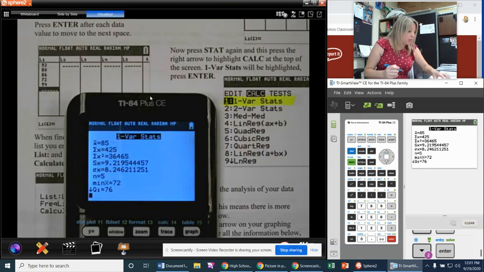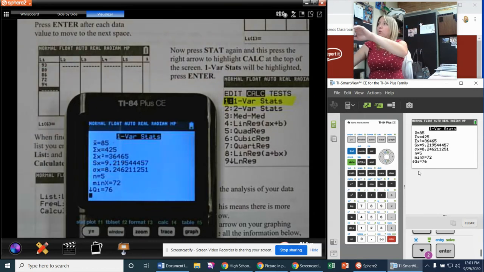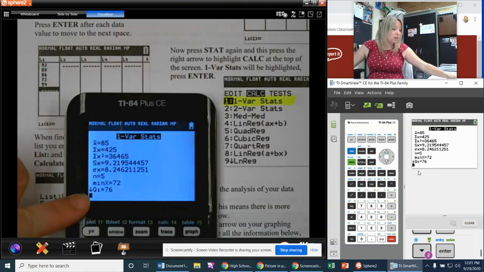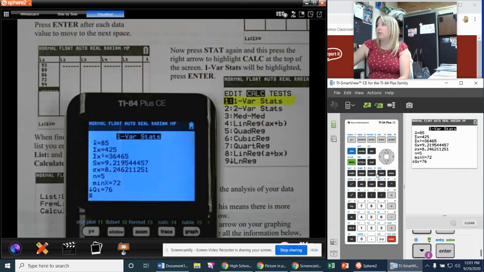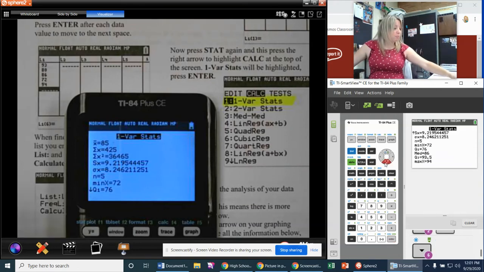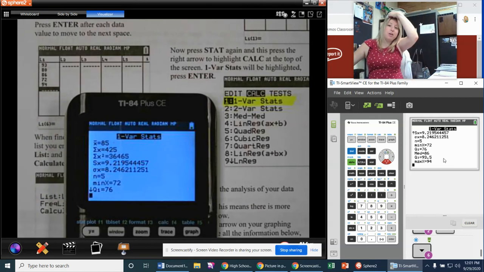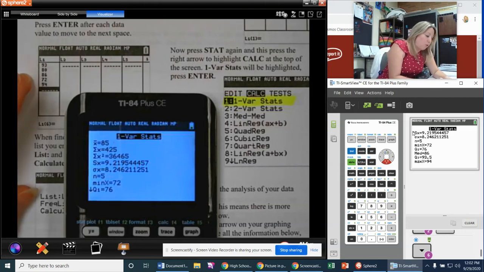Cool. Okay. Now I want you to notice something, and I'm going to keep one graphing calculator on this list and the other graphing calculator on the other list. But I want you to see that there is an arrow right here that indicates there's more data down here. So if you press the arrow down, notice I'm leaving one screen so you can see what the top had said, but I arrowed down so you can see what the bottom had said. Now look, there's an arrow to go back up because there's more information up. So there's more information that spits out of 1 var stats.